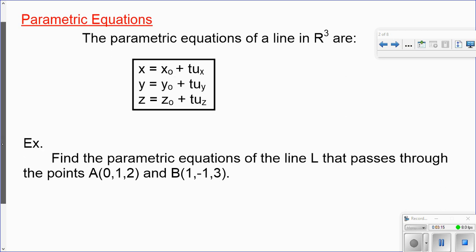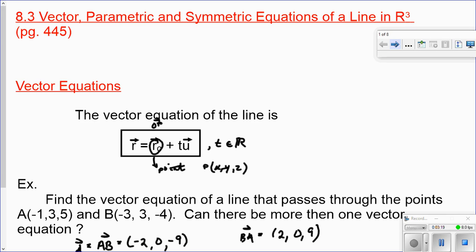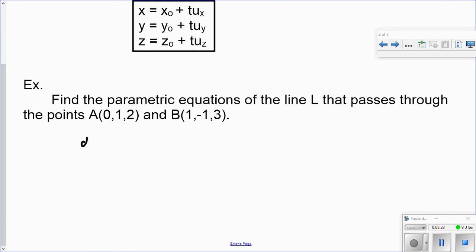Okay, so let's do the same. I think it was the same example here. I'll just reach back, and no, it's not the same example, so I'm going to have to write. Let's go D again here, and that's going to be vector AB. So I'm going to go 1 take away 0. That's 1. -1 take away 1 is -2, and 3 take away 2 is 1.